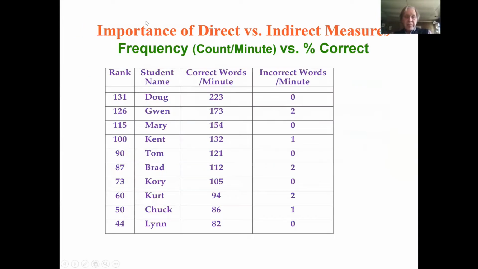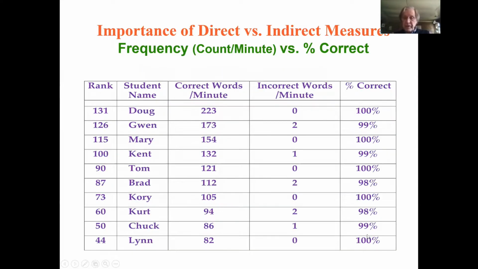Here's an example of direct versus indirect measures, comparing frequency to percent correct. Here are 10 different students out of 131 seventh grade students who read a seventh grade literature passage. These are oral reading scores. Now we convert those scores into percent correct. We have 10 different scores here, but only 3 here: 100, 99, and 98. This is an example of the sensitivity issue. We only have 3 different scores here, but we actually have 10 different scores here. So the frequency measures are actually 3 times more sensitive in this example.